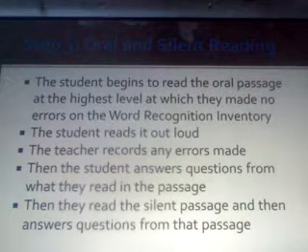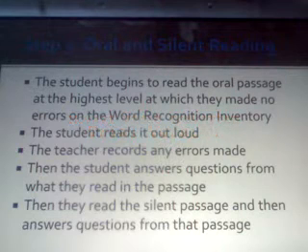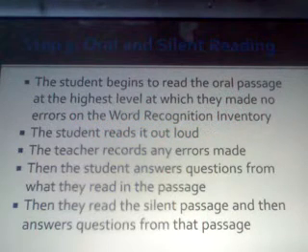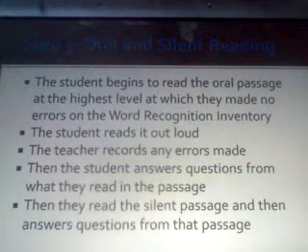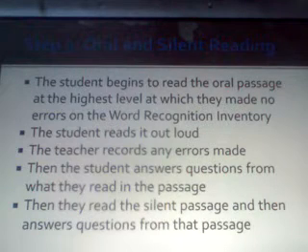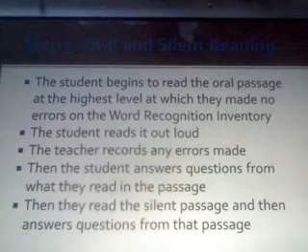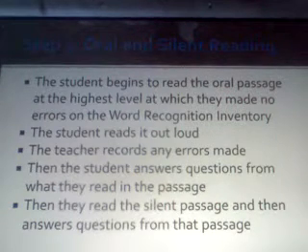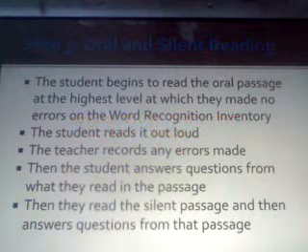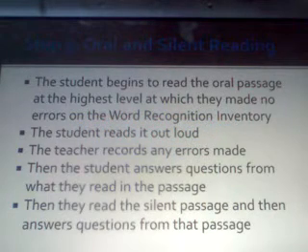Step 3, the oral and silent reading. The student begins to read the oral passage at the highest level at which they made no errors on the word recognition inventory. The student reads it out loud. The teacher records any errors made. Then the student answers questions from what they read in the passage. Then they read the silent passage, and then they answer questions from that passage.